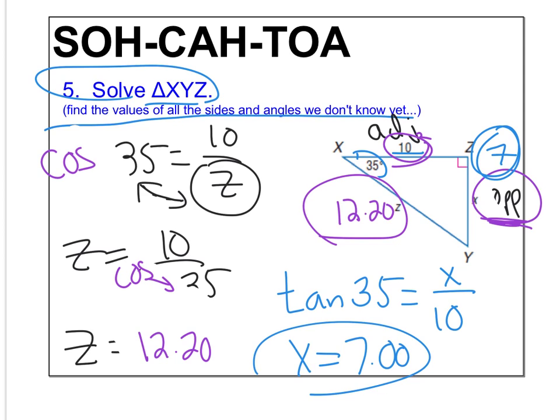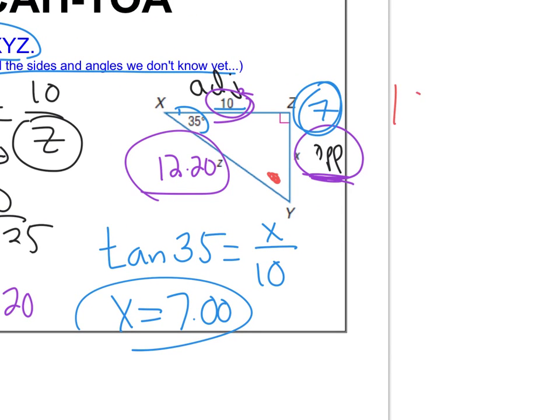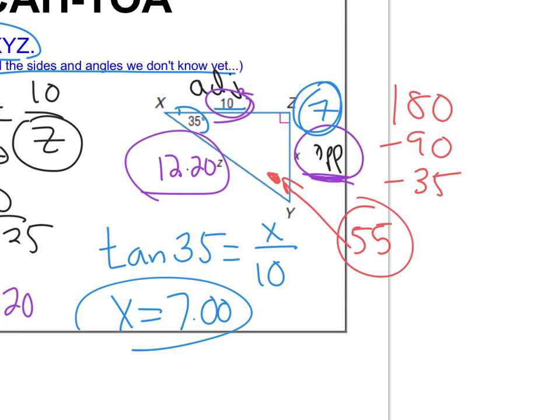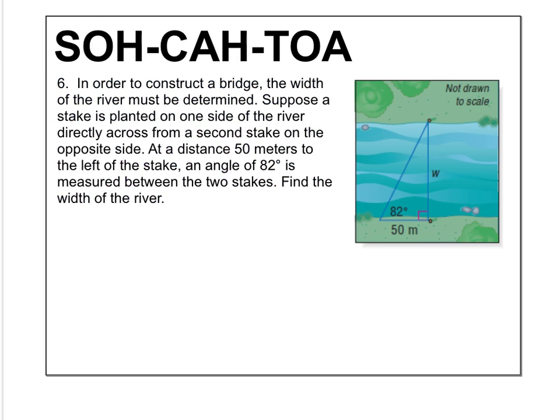So how do I figure out this last angle measure that they're looking for? Well, a triangle never changes. It's always got to add up to 180. So I take 180 minus 90 minus 35. So this angle measure has to be 55. So now we have all the pieces.